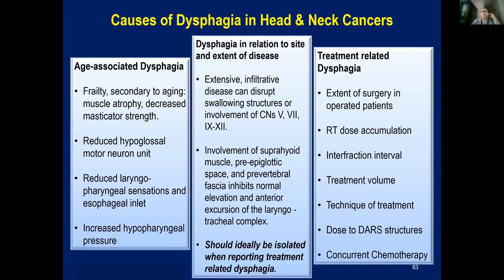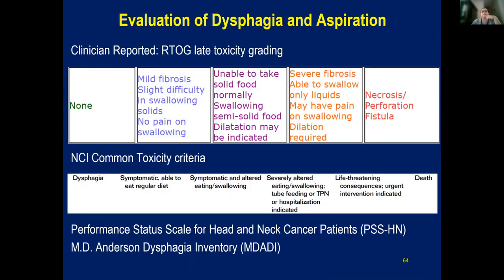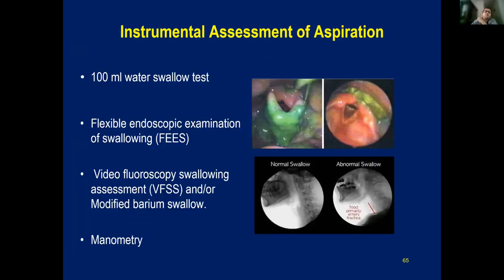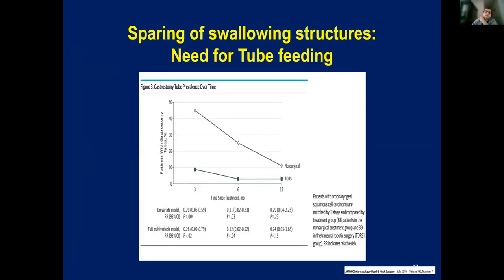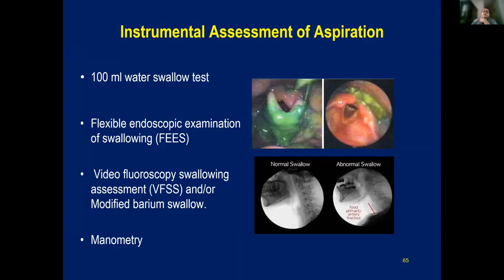of course, the treatment-related dysphagia. And it is important for us to identify these causes so that they can be addressed appropriately. These are the various criteria by which we assess dysphagia, the clinician reported, which include the RTOG late toxicity grading, the NCI common toxicity criteria, and of course we have the MDADI as well as the PSS-HN scores. Now, instrumental assessments are important because, as we see from other studies, there is a definite need for instrumental assessments. This could be a simple 100 ml water swallow test, FEES, VFSS, or looking at manometry.